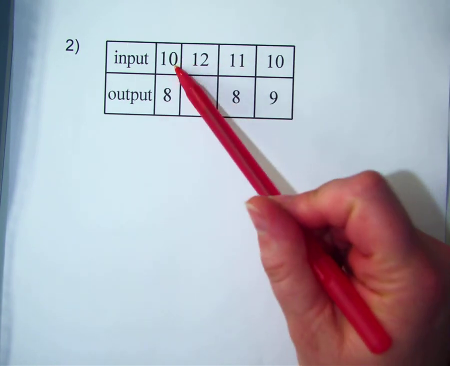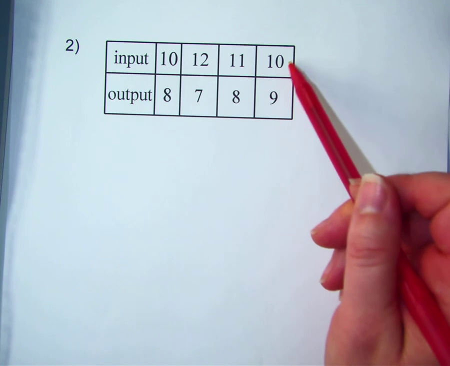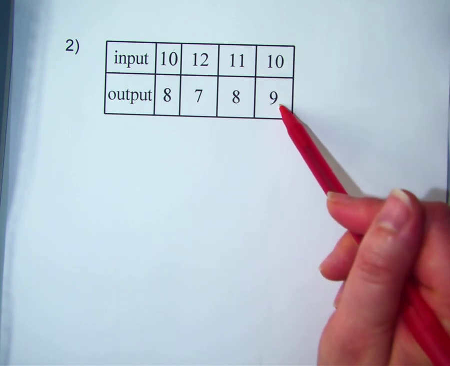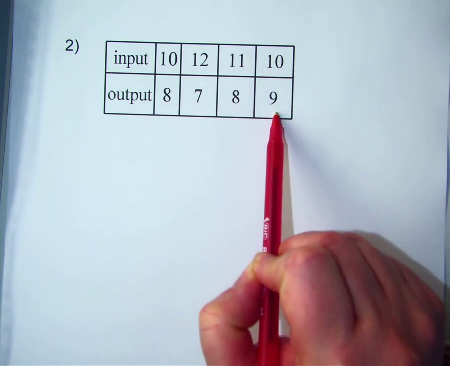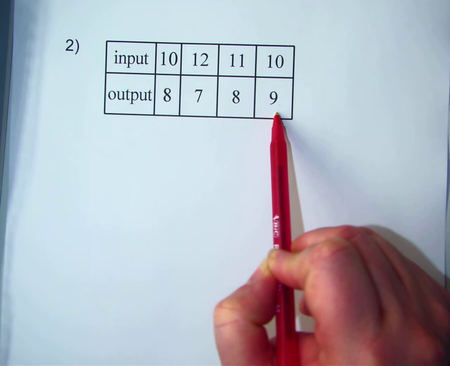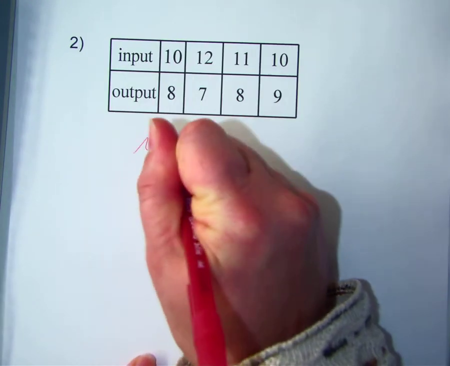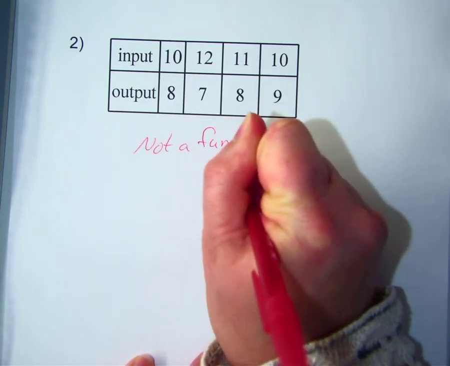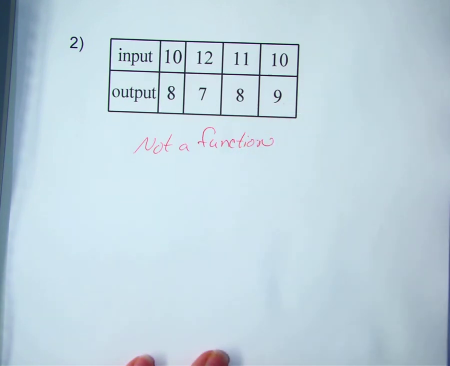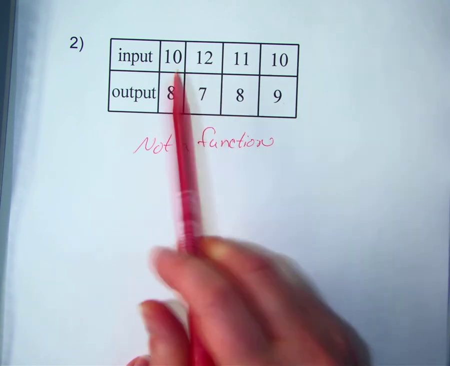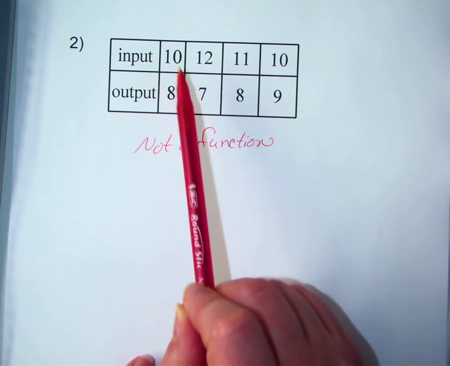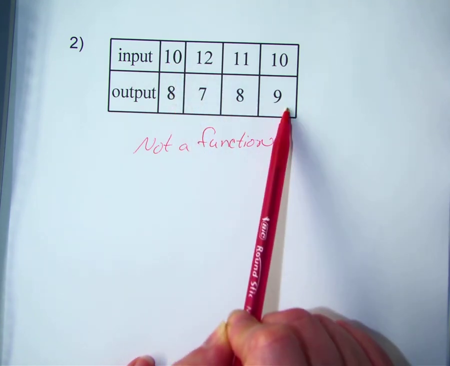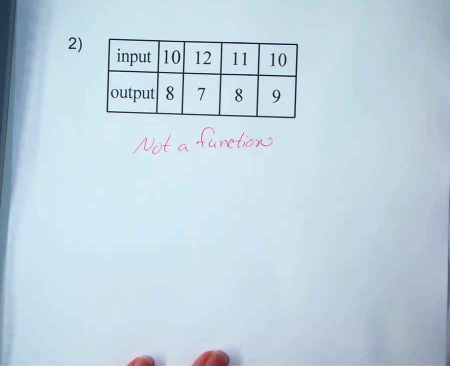Here we've got 10 is mapped to 8, and we also have 10 is mapped to 9. So the same input has 2 different outputs. This is what you want to look for to see if the relation is not a function. If a member of the domain, in this case 10, has 2 different mappings to members of the range, that makes it not a function.